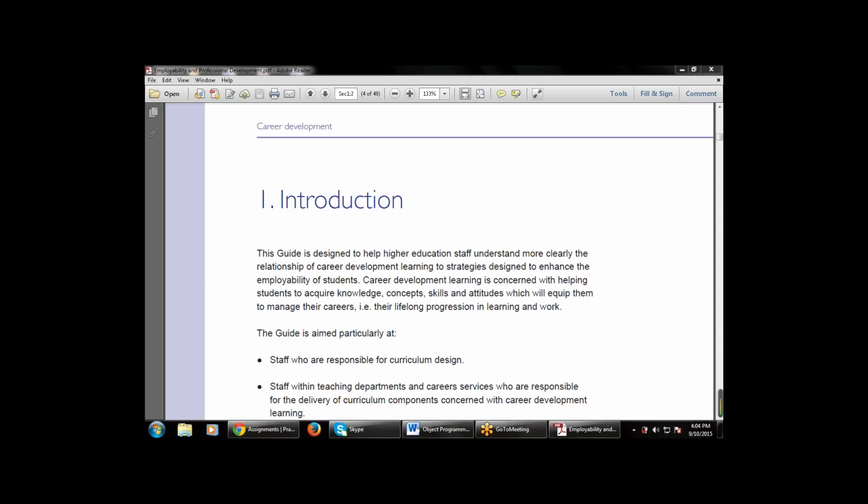So let's start with the previous class session, what we covered in the last class. In the last class we started with the introduction to employability and professional development, and we also talked about the introduction to the various modules available in Edexcel, that is the level 4 Edexcel used in this one.